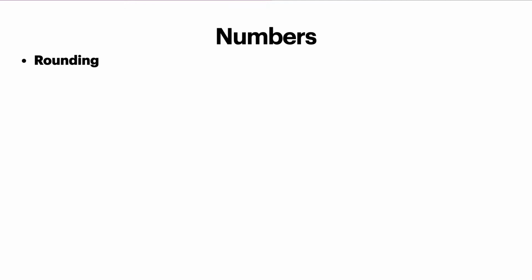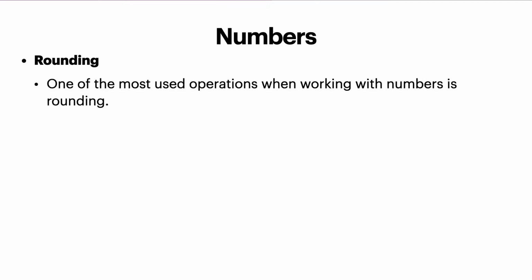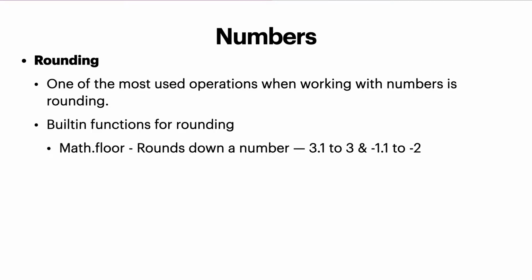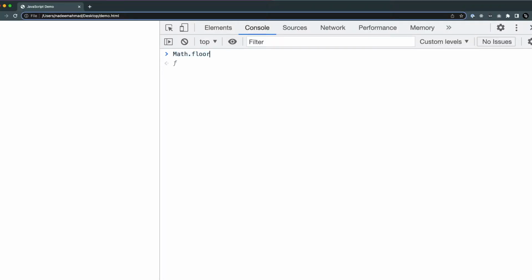Now let's talk about rounding a number. One of the most used operations when working with numbers is rounding. There are several built-in functions for rounding. The first method that we have is Math.floor, and it rounds down a number. For example, if we have the number 3.1, then it becomes 3. And let's say we have minus 1.1, then it becomes minus 2. We can call the floor method on Math like this. We just have to pass the argument over here. Let's say we pass 3.1, so you can see the result is 3.